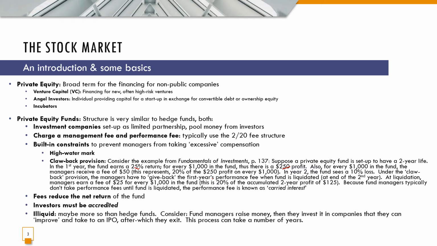So under the clawback provision, the managers have to give back, quote unquote, the first year's performance fee when the fund is liquidated. Now, remember, this fund is going to be liquidated at the end of the second year. At the liquidation, the managers earn a fee of $25 for every $1,000 in the fund. This is the 20% of the accumulated 2-year profit of 125.